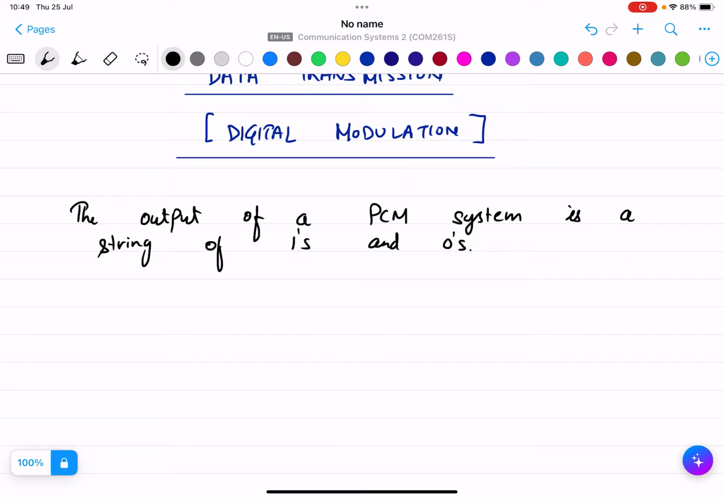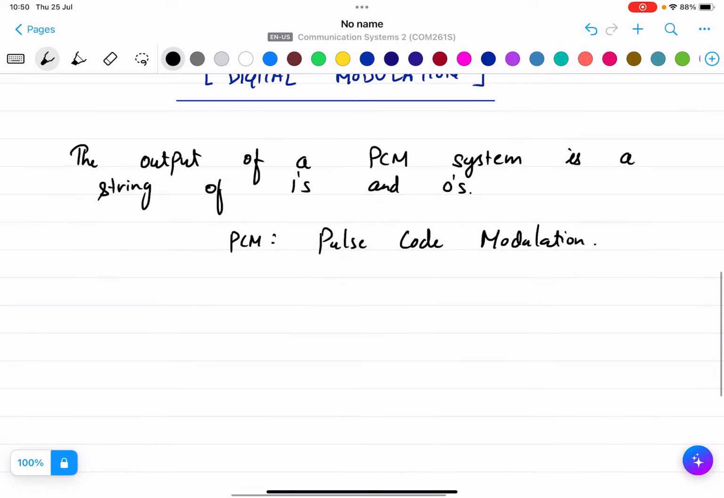Basically, what is a PCM system? It is a pulse code modulation. When we speak about the pulse code modulation, we basically deal with the digital modulation. These are of different types: PAM, PWM, PPM, that we will take further. We have discussed it previously as well in the table when we were discussing the digital modulation and the analog modulation.